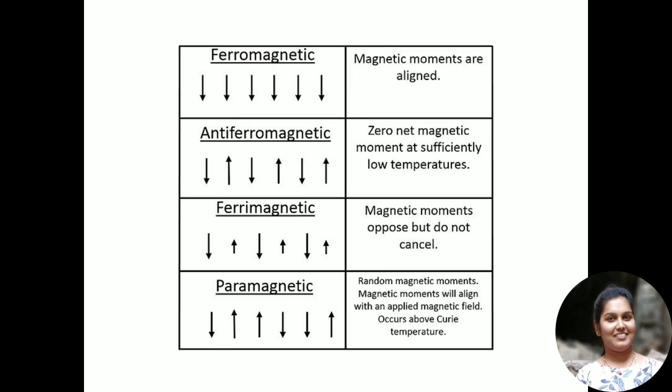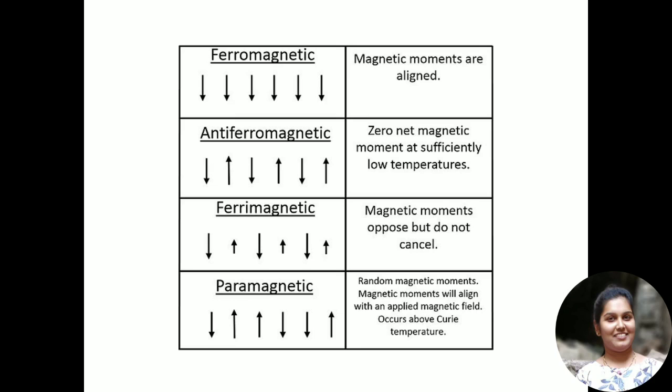The second one is antiferromagnetism. So here we see an equal number of upward arrows and an equal number of downward arrows. That is the zero net magnetic moment we can observe at sufficiently low temperature. And coming to ferrimagnetism, we see an unequal number of upward and downward arrows, and the intensity of the arrows is varying, as you can see on the screen. That is, the magnetic moments oppose but they do not cancel each other, as in the case of antiferromagnetism.